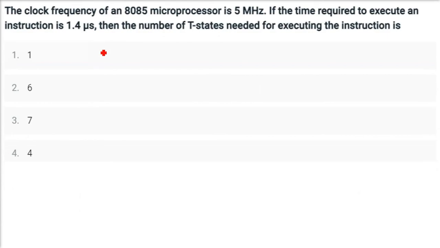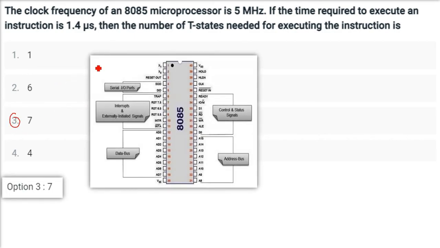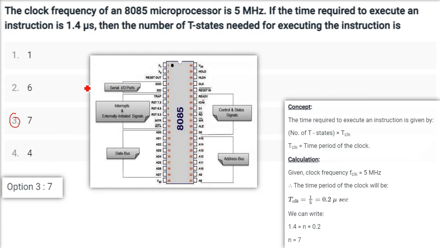The clock frequency of an 8085 microprocessor is 5 MHz. If the time required to execute an instruction is 1.4 microseconds, then the total number of T states needed for executing the instruction is? The answer is 7. If you are able to do it, it's very good. But let me tell you, what is the concept here?